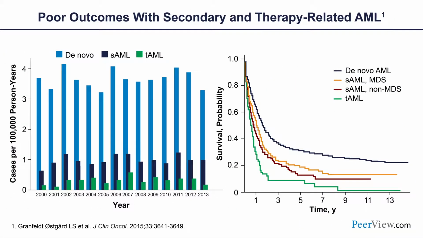Let's now take a closer look at secondary AML as a disease subtype. We know that it's certainly less common than de novo AML. However, we also have registry data from Sweden showing that a significant minority of patients can present with secondary or therapy-related disease. And in this registry, patients who had secondary AML, whether with a preceding hematologic malignancy or therapy-related AML, had a much worse survival compared with de novo AML.